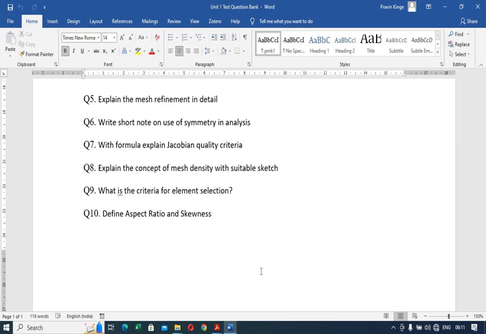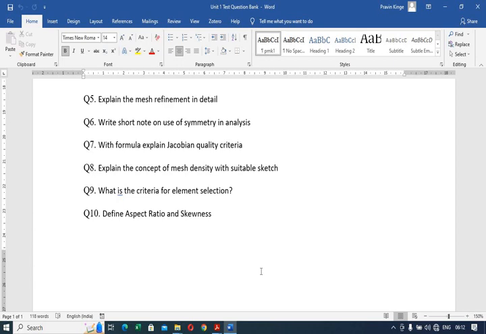Next is, explain the concept of mesh density with suitable sketch. Here you can explain the mesh density, and the same P and H refinement concepts you can add into the answer. Apart from that, say for example curved boundaries are there in one particular geometry. For those curved boundaries you can go for a large number of elements, or a higher number of elements, so that the accuracy of the result will be good.